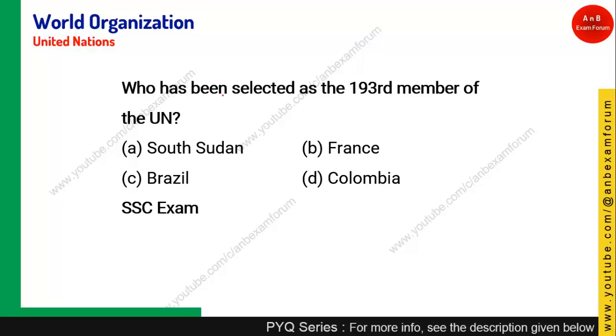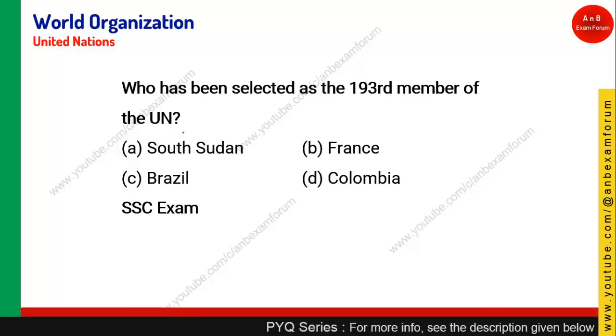Let's see the next question. Who was selected as the 193rd member of the United Nations? We have already seen it is South Sudan. South Sudan was the 193rd member of the United Nations, and currently there are 193 members, and the founding members are 51. India is also one of the founding members. So option A is the right answer.